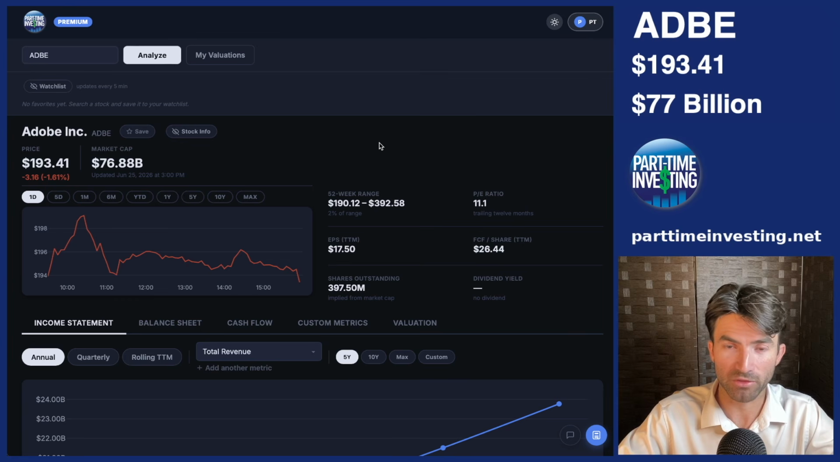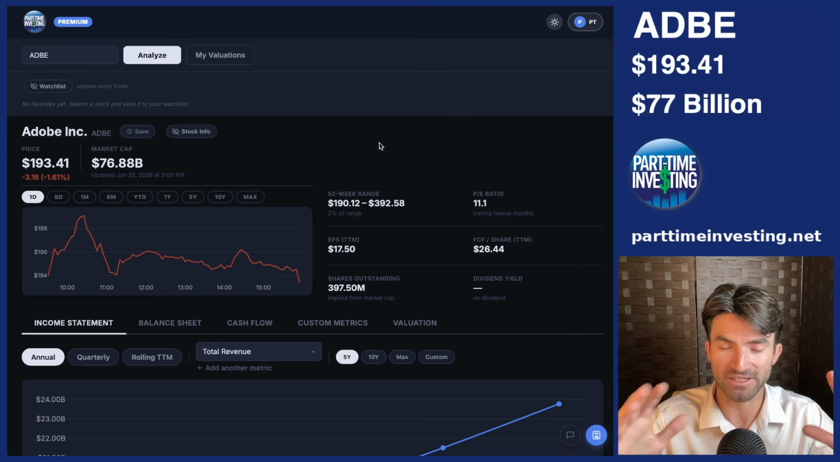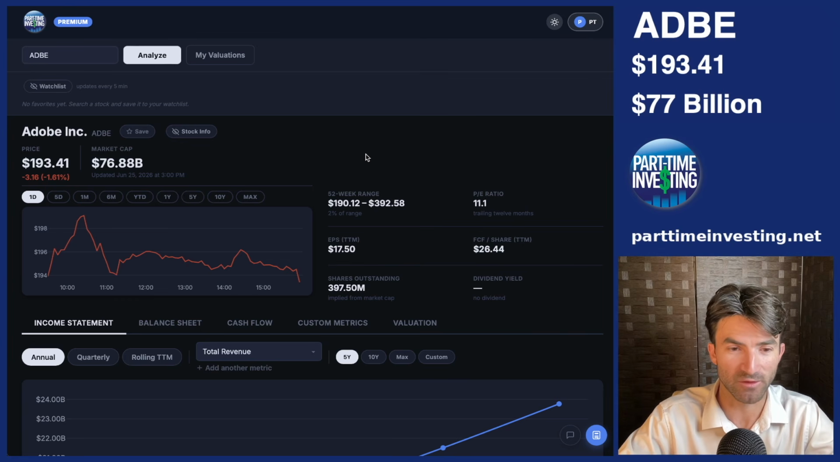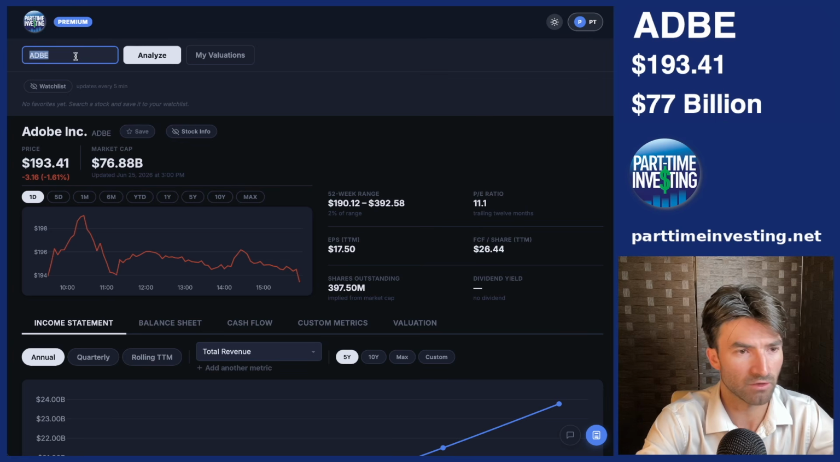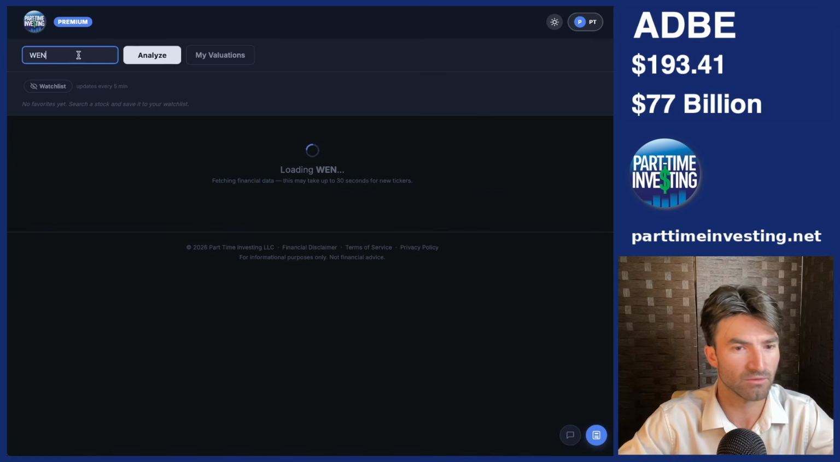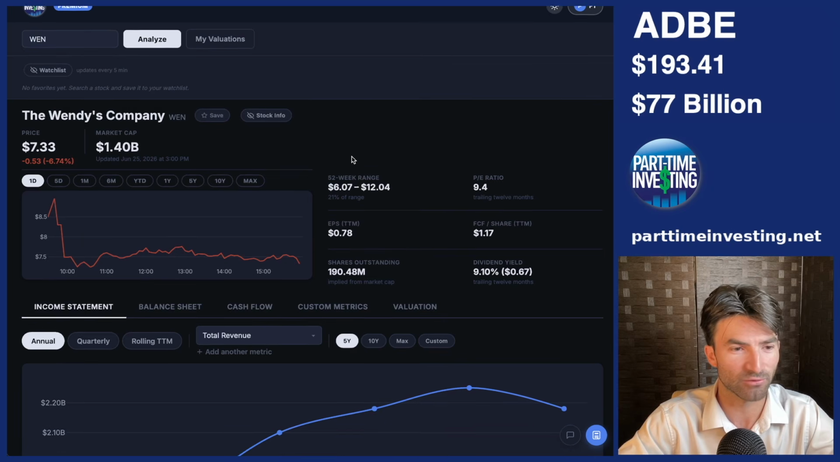So anyway, I do want to go through Adobe, but I want to just highlight a few of the high-level stuff about this software because it's so neat, right? So you type in any ticker. I have Adobe up right here. Let's just say I pick a random one. I don't know. How about Wendy's? Seems to be the rage, right?